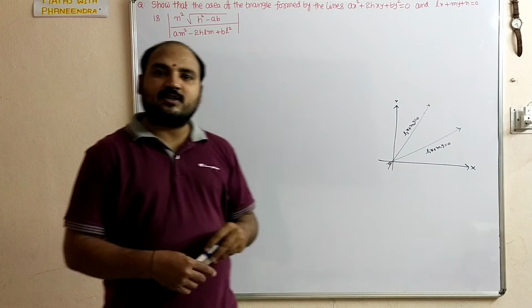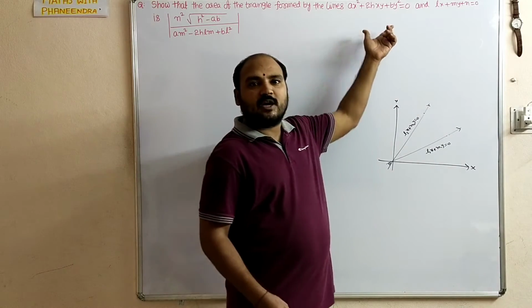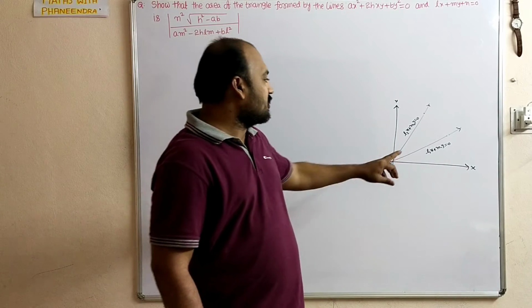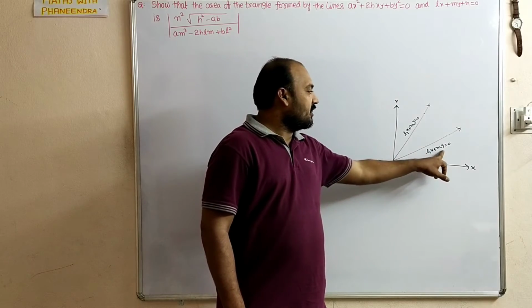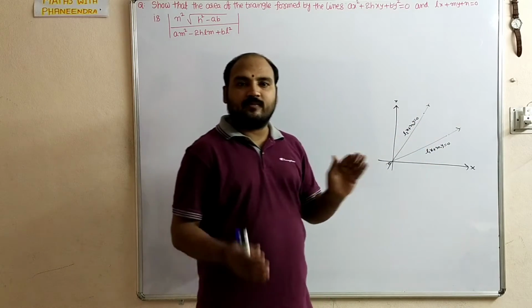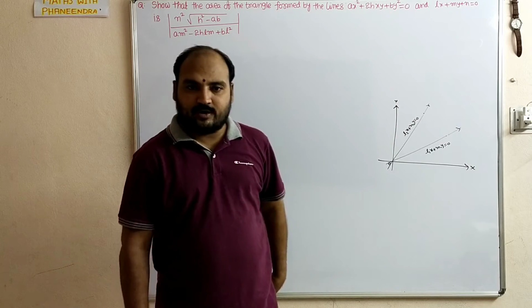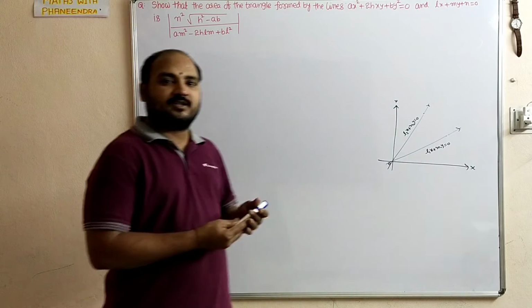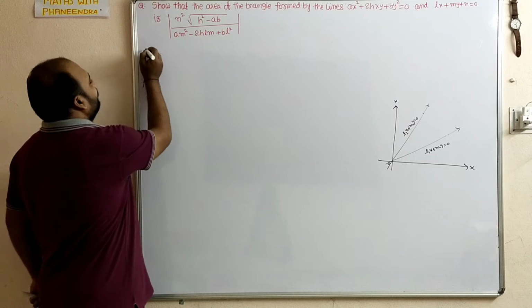As we discussed in the previous sessions, we know that the given pair of lines can be expressed as the combination of two lines passing through the origin, as shown in the figure: L1x plus M1y into L2x plus M2y is equal to ax square plus 2hxy plus by square. By comparing like coefficients on both sides, we will get the result. So let us discuss the answer.